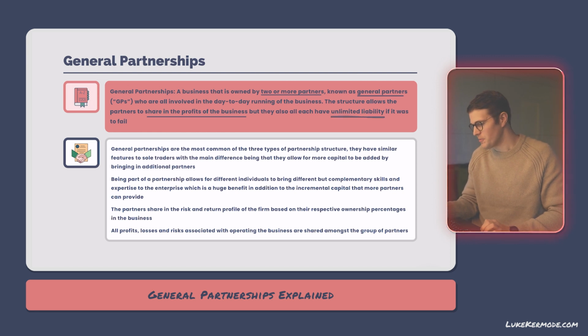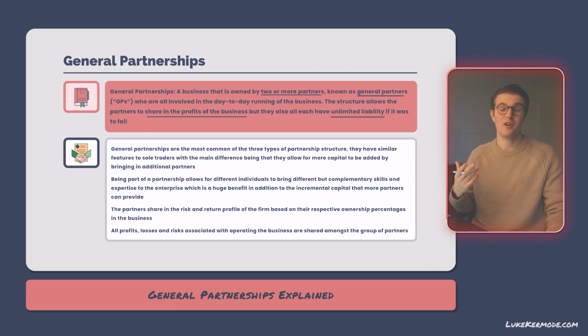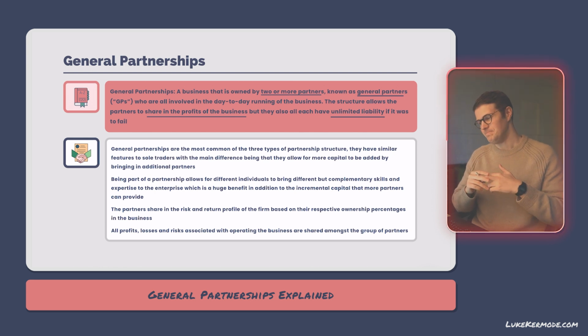I'll touch upon what unlimited liability is in a bit, but that's one of the key downsides of the structure. If the business is to fail, all the partners are on the hook. Their personal assets may have to be forfeited to fund any debts or losses that the partnership has created. Their personal liability is unlimited if the business struggles and fails.